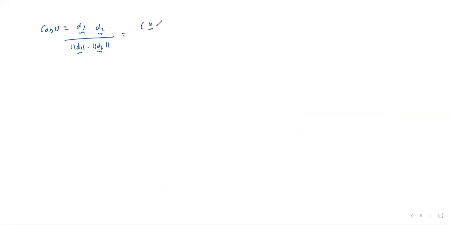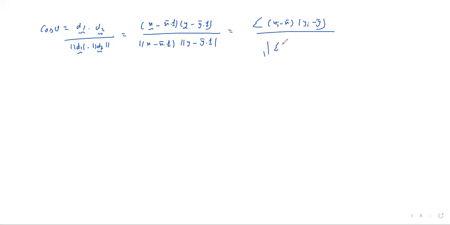And what are our deviations d1 and d2? We have taken them as x minus x bar dot 1 and y minus y bar dot 1. And these deviations are the sum of xi minus x bar and yi minus y bar, upon root of the sum of xi minus x bar whole square and root of the sum of yi minus y bar whole square. Can you recognize this formula? This is the formula of the correlation coefficient Rxy, which is the correlation coefficient between x and y.